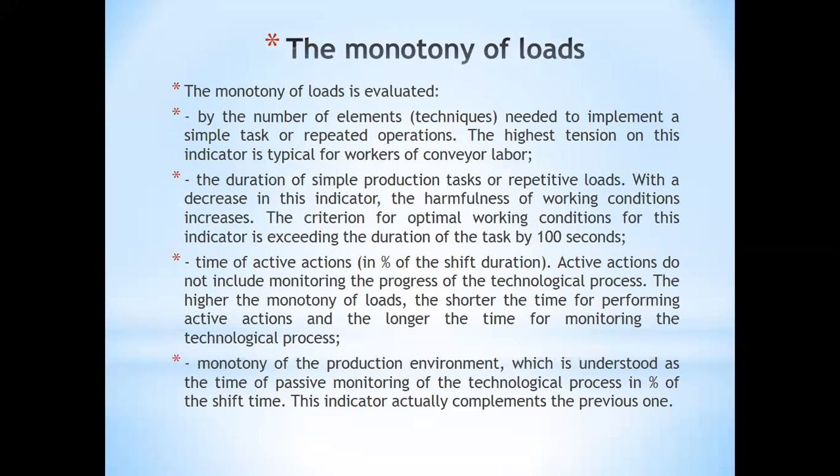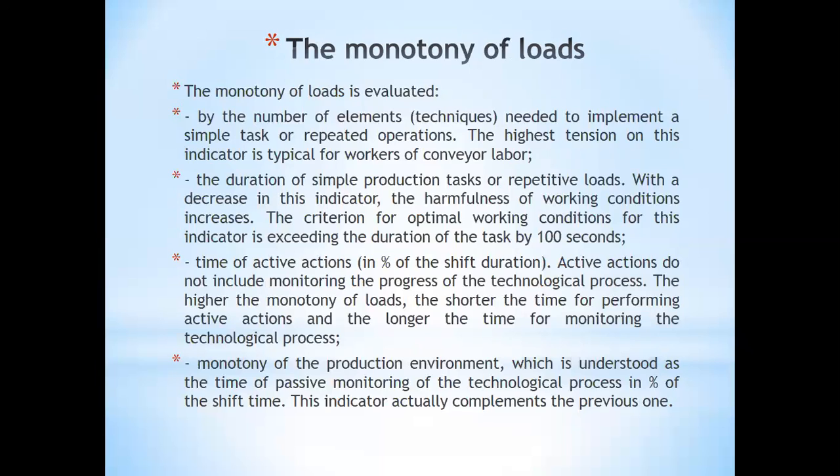The monotony of loads is evaluated by the number of elements needed to implement a simple task or repeated operations. The highest tension on this indicator is typical for workers of conveyor labor. The duration of simple production tasks or repetitive loads. With a decrease in this indicator, the harmfulness of working conditions increases. The criterion for optimal working conditions for this indicator is exceeding the duration of the task by 100 seconds.